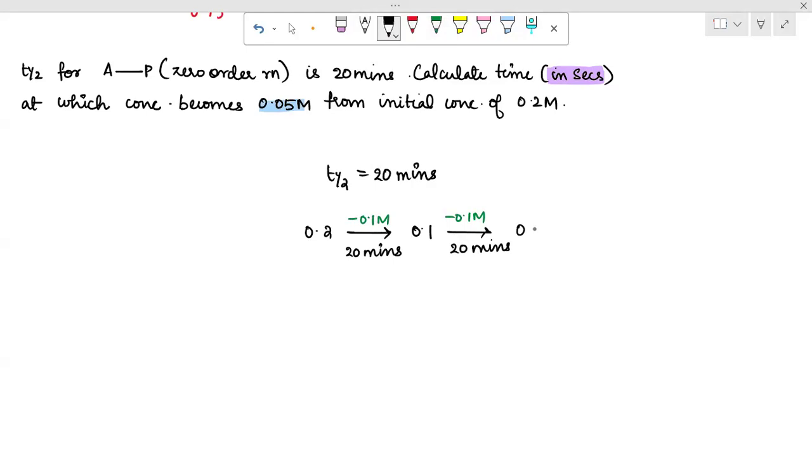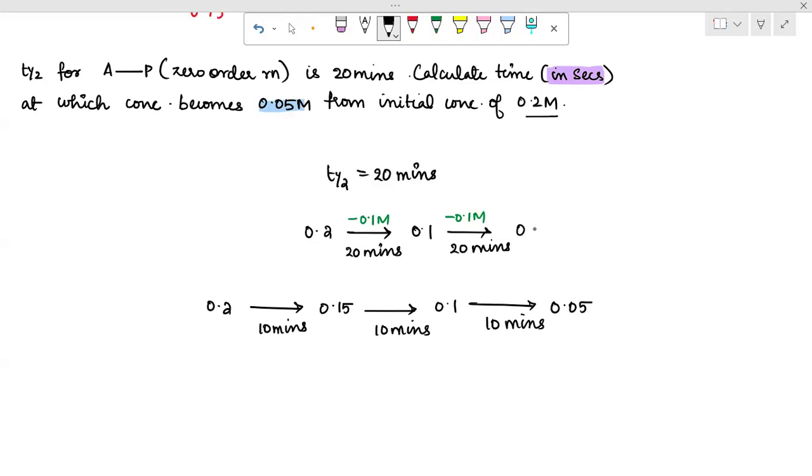So let's divide both the time and the concentration by 2 and let's see. From 0.2, in 10 minutes, I have divided the time by 2. The concentration will also be reduced by 0.1 divided by 2, which means it will come to 0.15. In the next 10 minutes, it will become 0.1. In the next 10 minutes, it will become 0.05. And the question is to find the time required for the reduction of the concentration from 0.2 to 0.05. So that is 10 plus 10 plus 10, and the answer is 30 minutes.